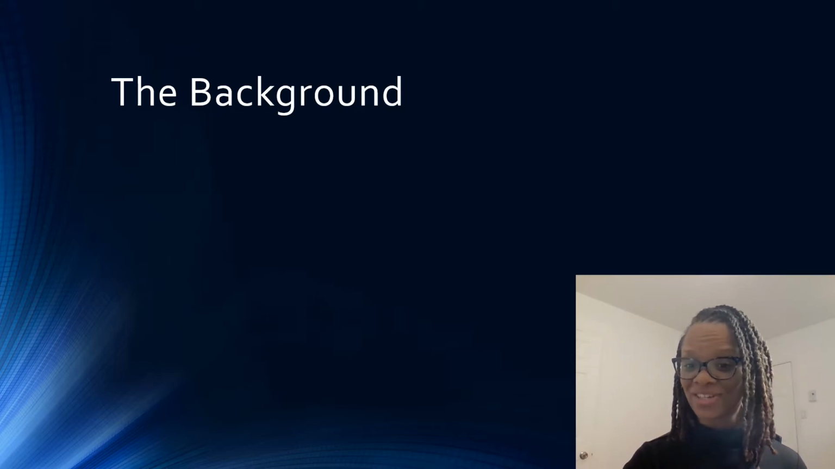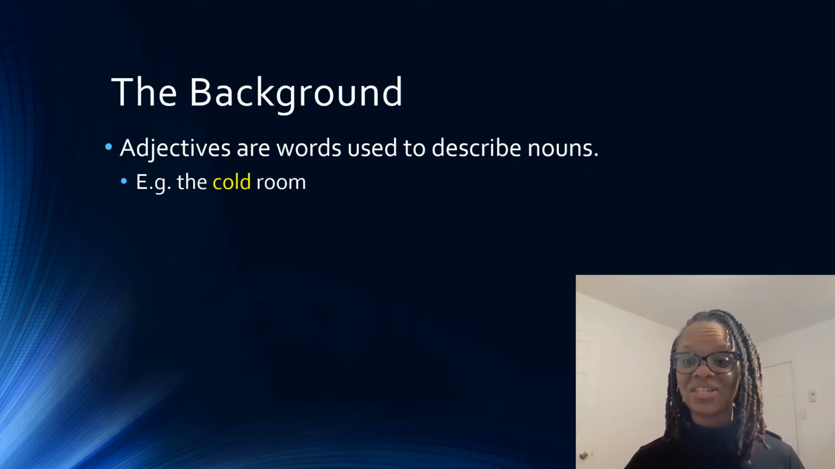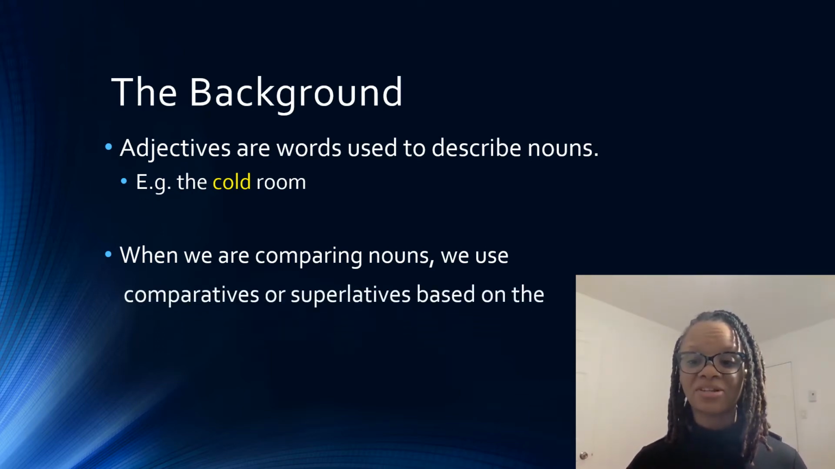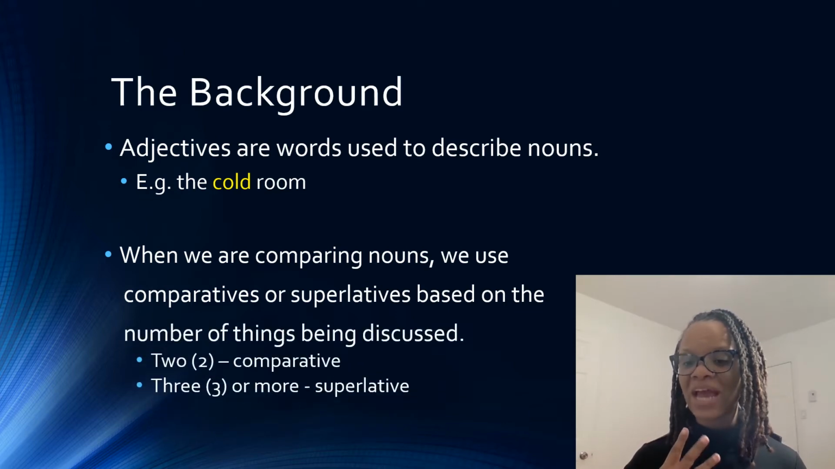What is an adjective? Right, an adjective is a word that is used to describe nouns. For example, this is a cold room. So here the adjective is cold. However, when we are comparing nouns, we use comparatives or superlatives based on the number of things that we are comparing. So if we're comparing two things, we use the comparative form, and if we're comparing three or more things, then we use the superlative form.